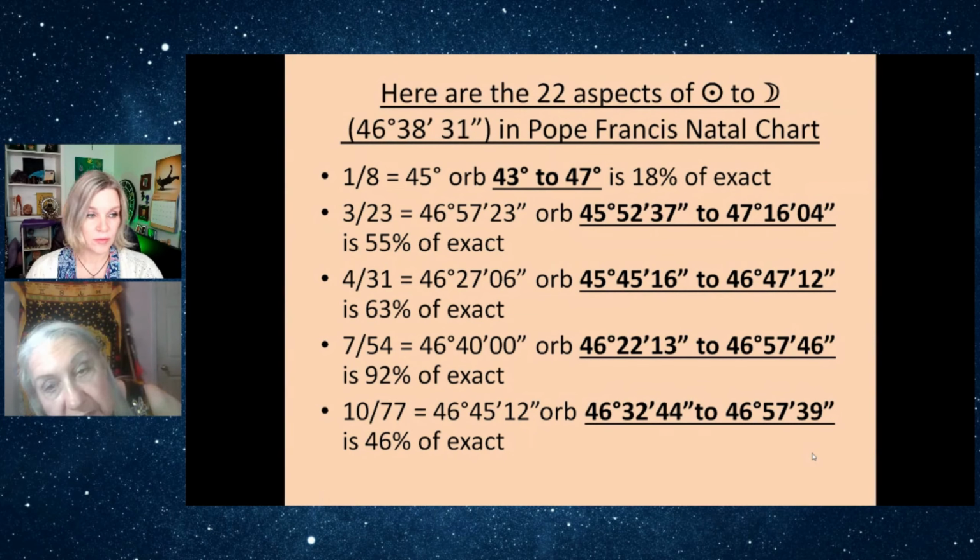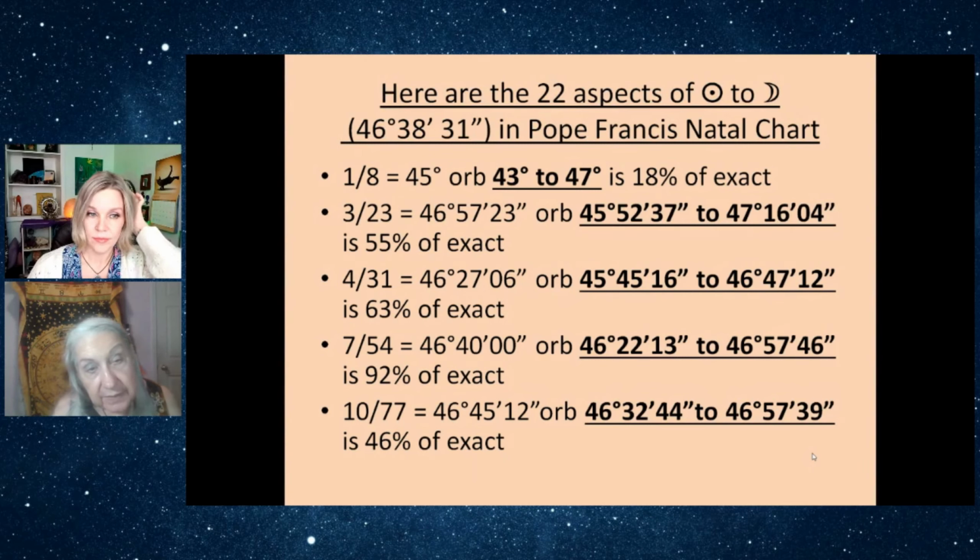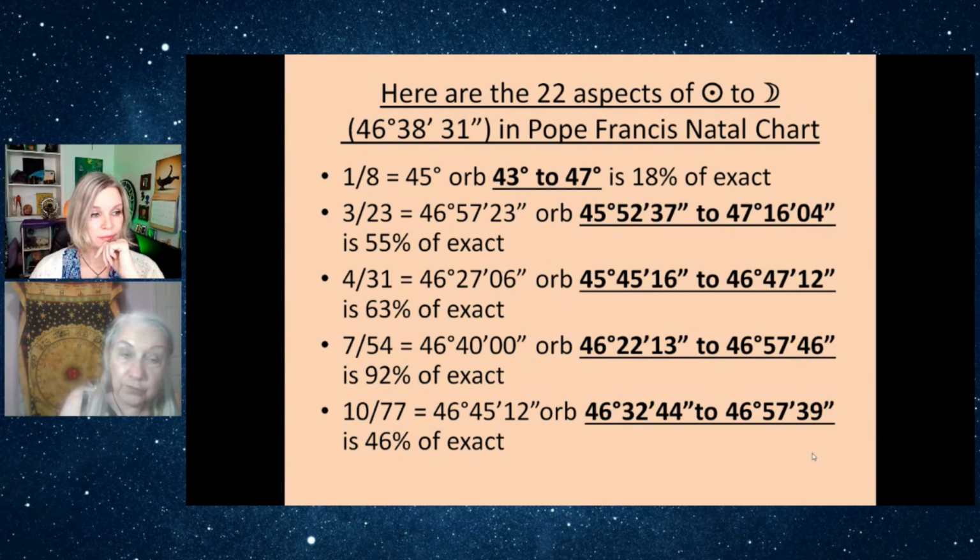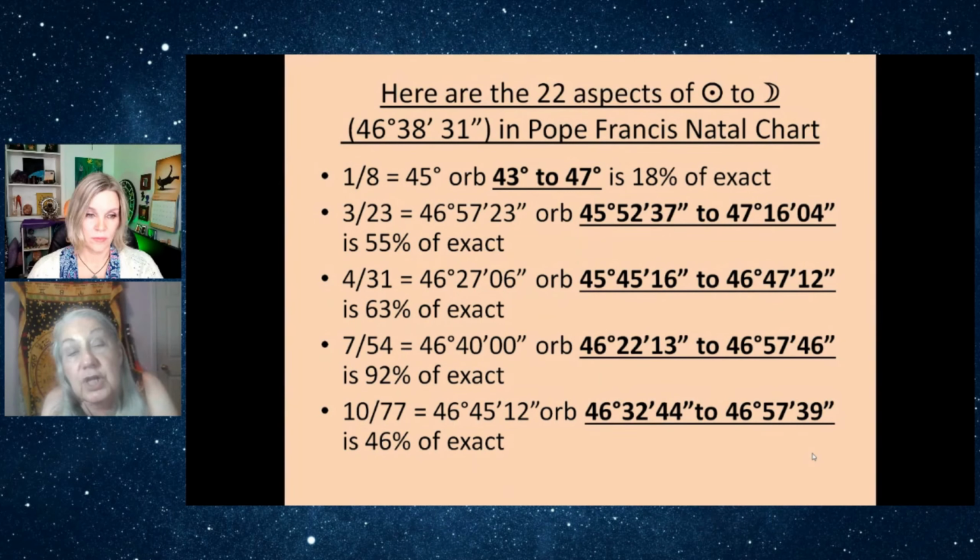If I get specific about the distance between the sun and the moon, it's 46 degrees, 38 minutes, and 31 seconds. Because 31 seconds is over half, it's going to say on the chart wheel 46 degrees and 39 minutes. But it's really barely over half. 30 seconds would be half. 31 seconds is just a smidgen over.